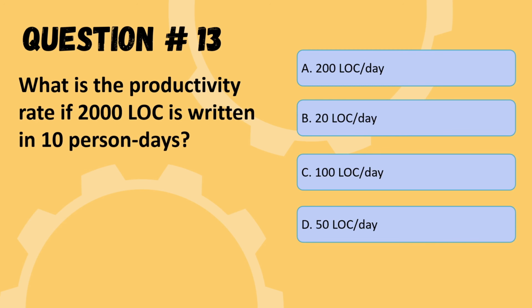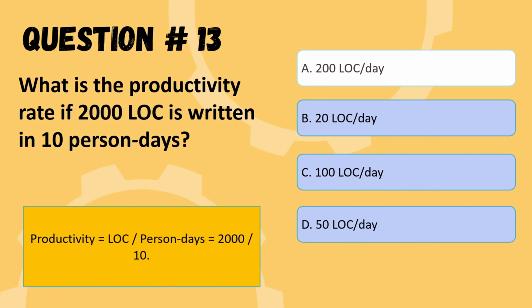Next question is, what is the productivity rate if 2000 LOC is written in 10 days? The options are 200 LOC per day, 20 LOC per day, 100 LOC per day, or 50 LOC per day. LOC is your line of code. The correct option is 200 line of code per day.